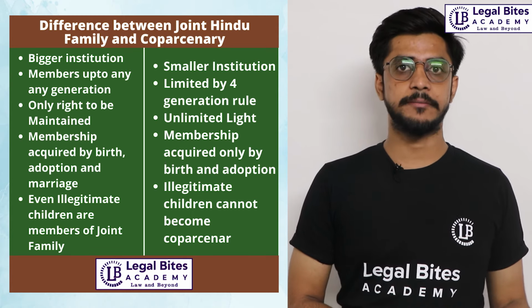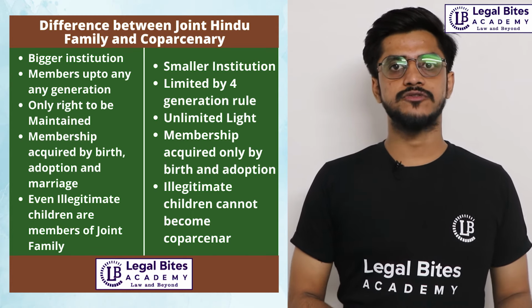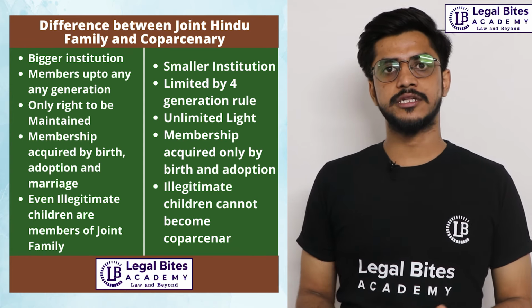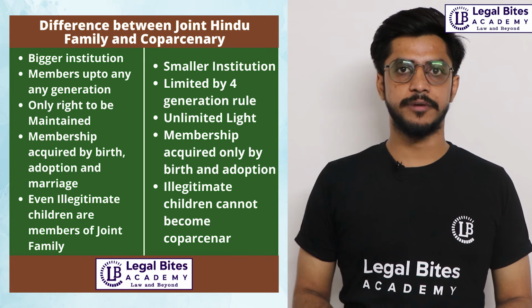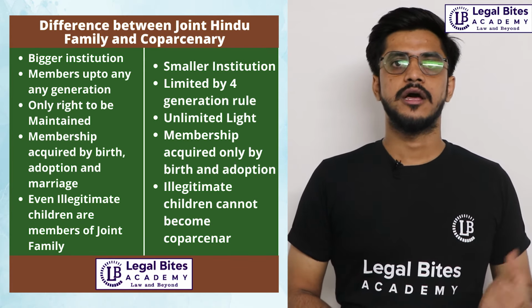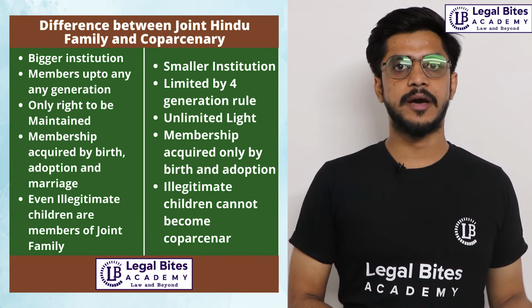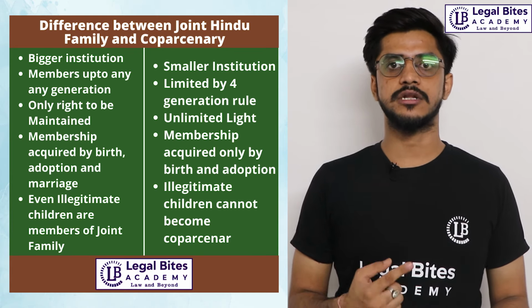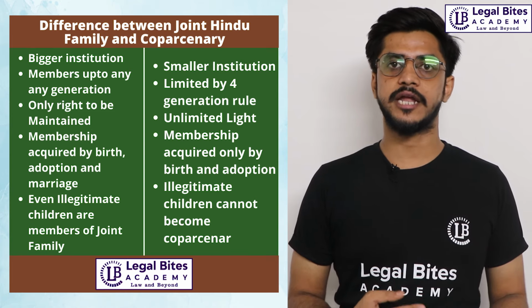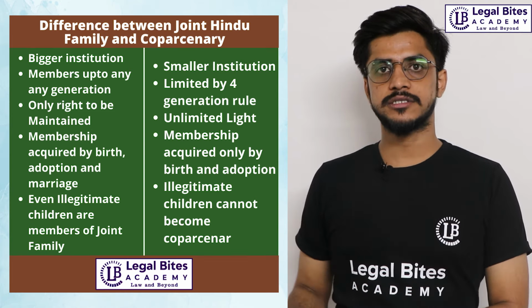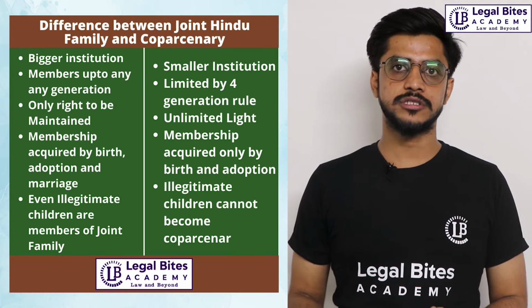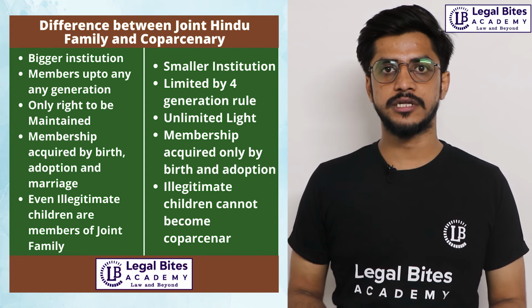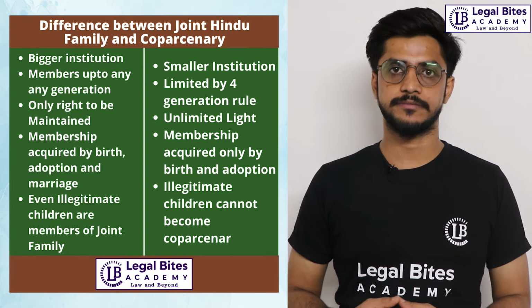Now coming to the difference of membership. The membership of a joint Hindu family is acquired by way of birth, adoption and marriage, whereas in the coparcenary the membership is acquired only by way of birth or adoption. The members in the joint Hindu family have rights of maintenance, that is, they can ask for expenses of their education, food, clothing, shelter and marriage, whereas the coparceners have unlimited rights, because apart from maintenance they can even ask for a share in the ancestral property, that is, asking for a partition.